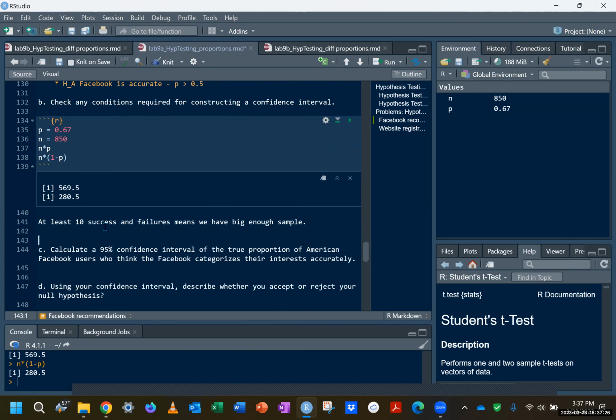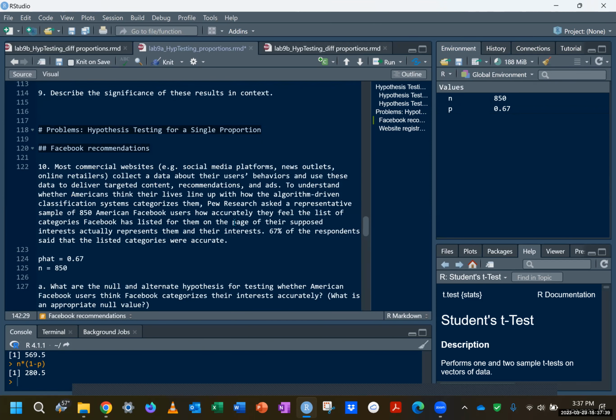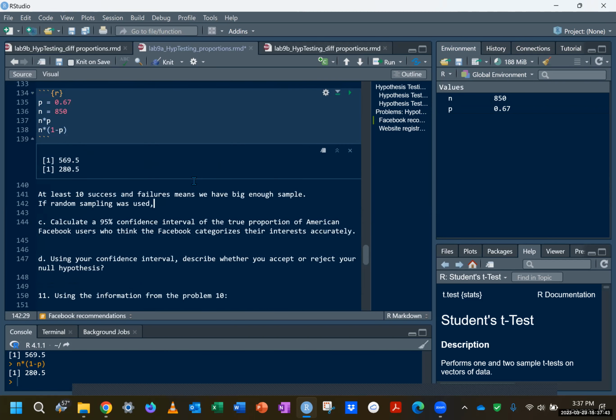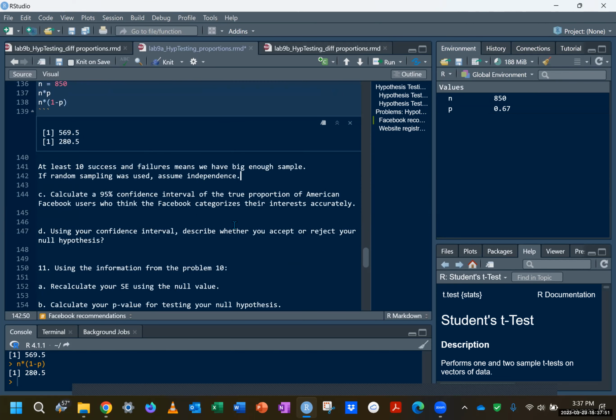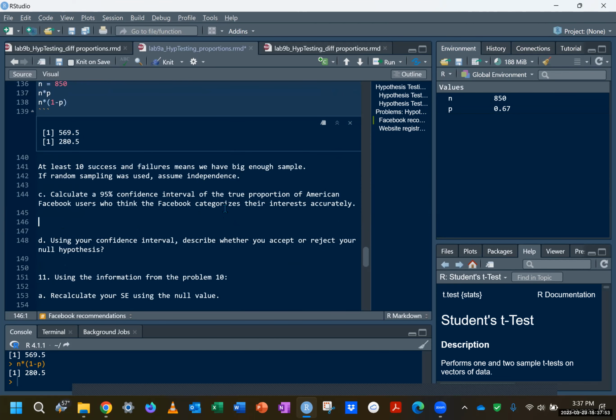And we want to assume they used random sampling. We should say, if random sampling was used, which I don't think it says in the problem, no, but we're going to assume they know experimental design, then we can assume independence. We just don't want there to be links between our data so that we can use the central limit theorem.